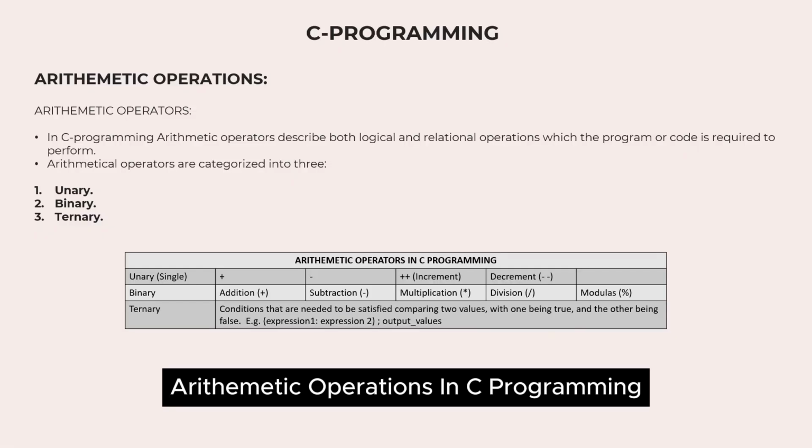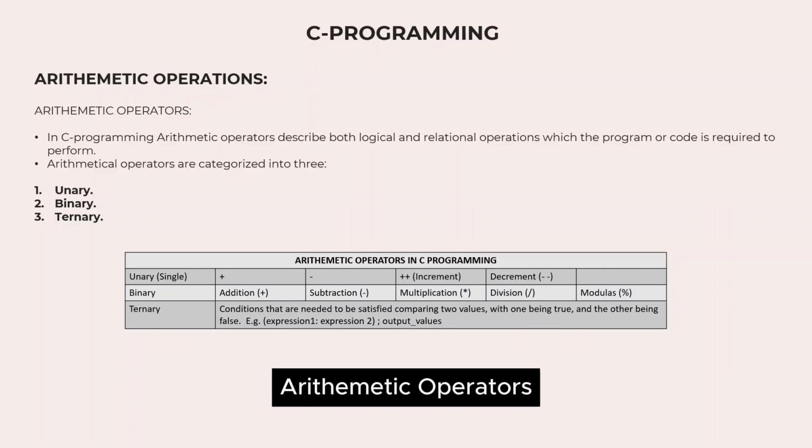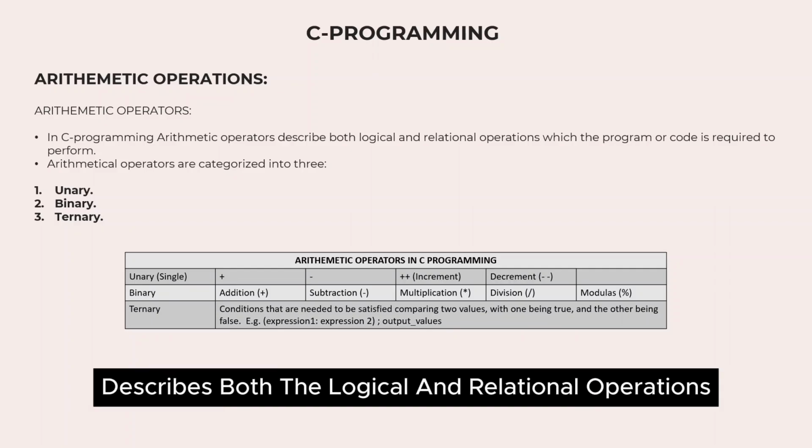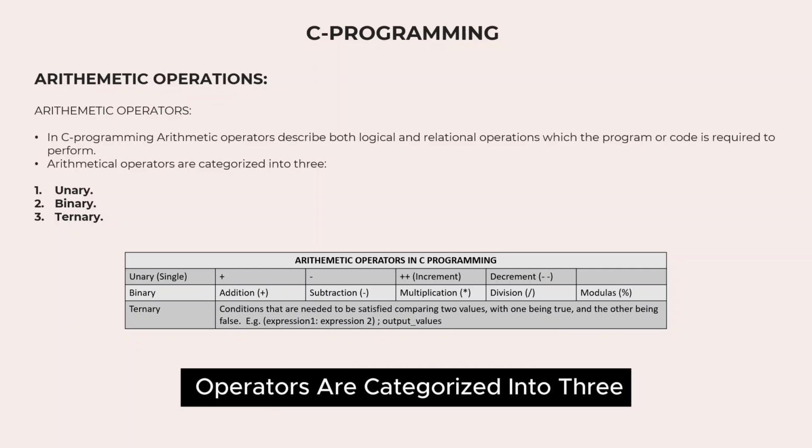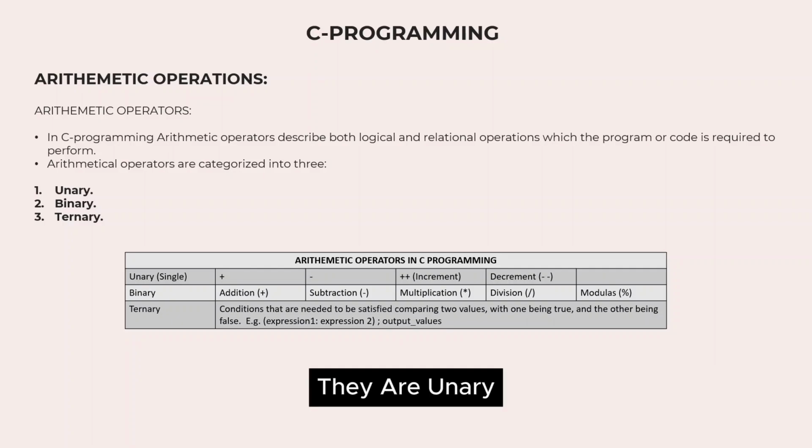Arithmetic operations. In C programming, arithmetic operators describe both the logical and relational operations which the program or code is required to perform. And these arithmetic operators are categorized into three. They are unary, binary, and ternary.